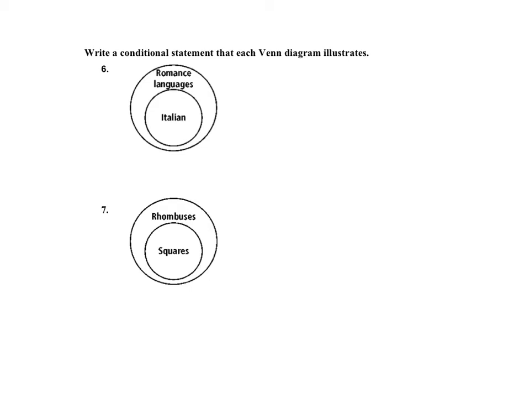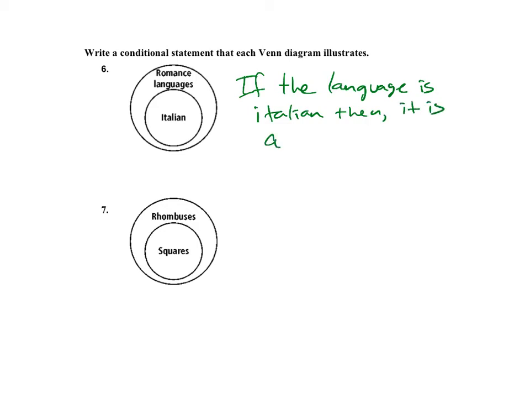So I'm going to start with the inner part. So, if the language is Italian, then it is a Romance language. Right, I have this comma. Where is that supposed to go? Let me fix that comma right here. It goes right there. Perfect. Again, my inner part is my hypothesis.